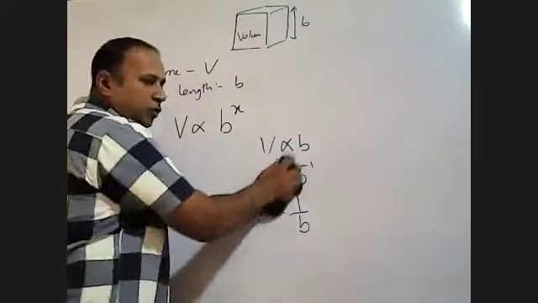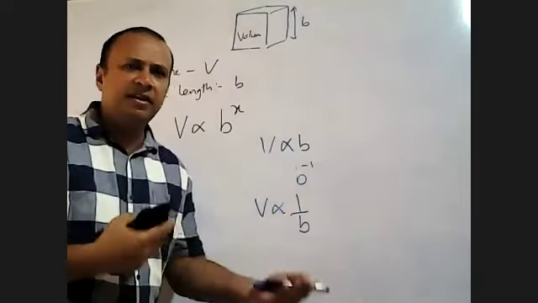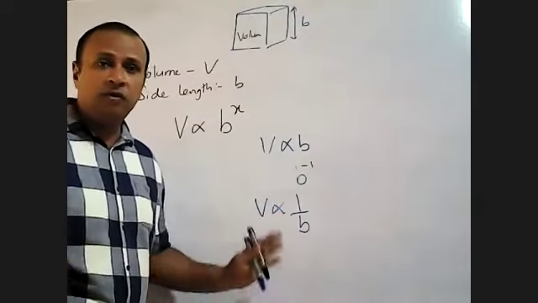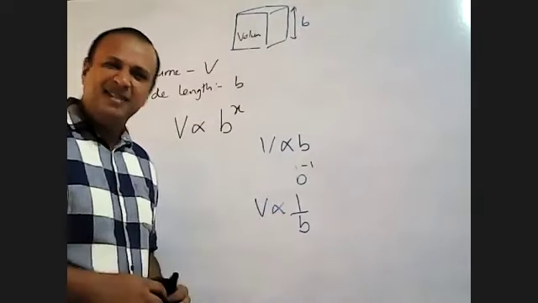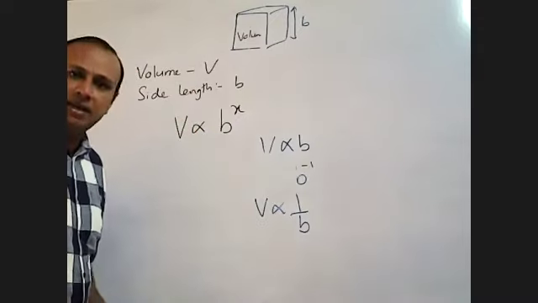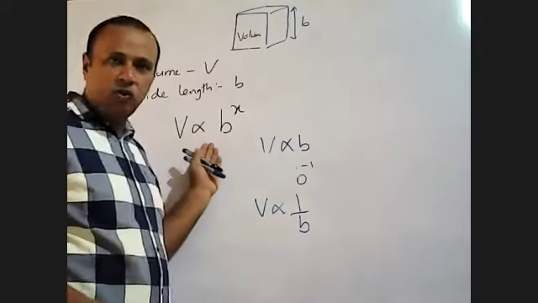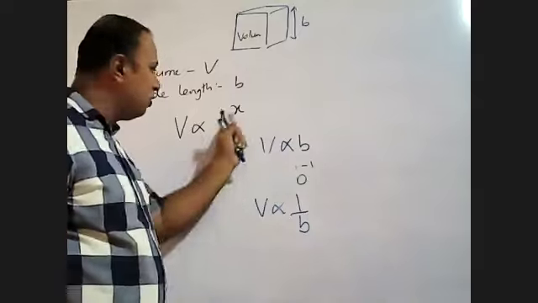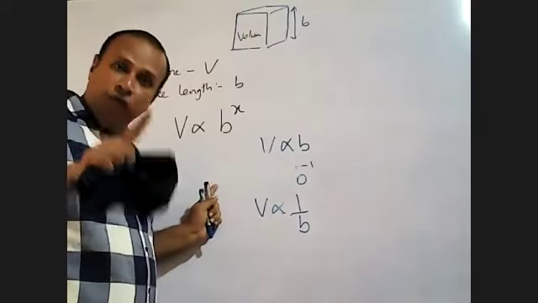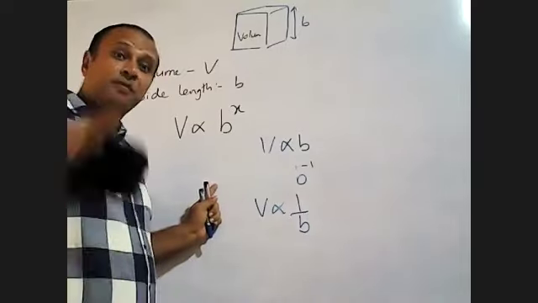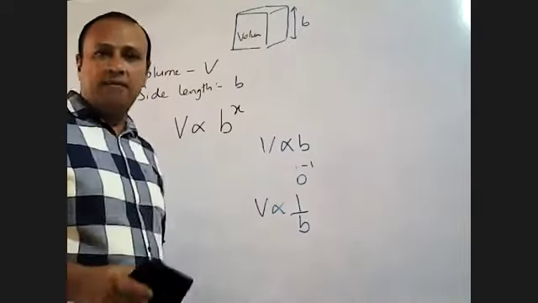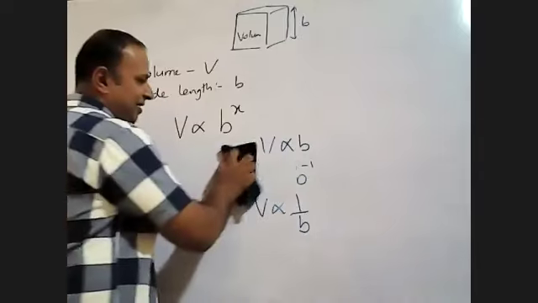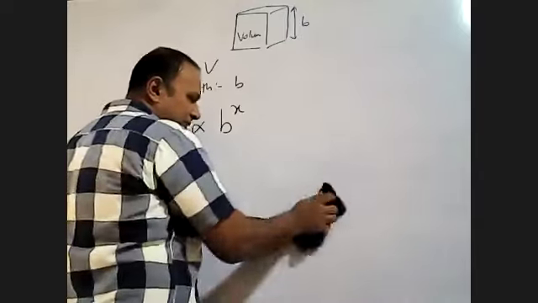Therefore, you don't need to worry about whether they are directly proportional or inversely proportional. Just make an assumption. Using that assumption, find the value of x. If you can find the value of x, from that you can determine the relationship between them. So that is the way of doing this.